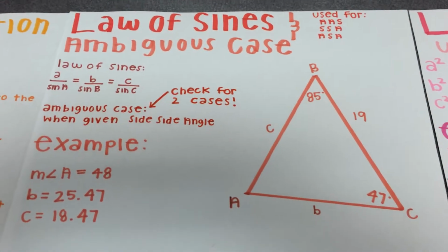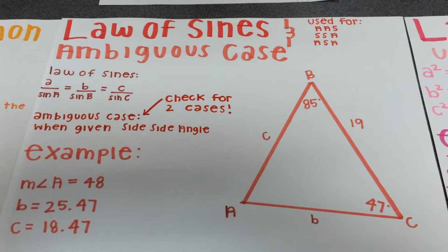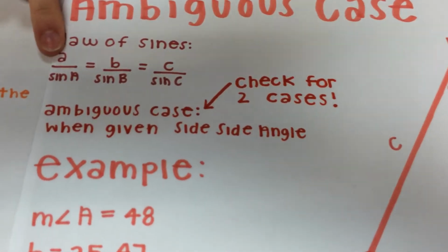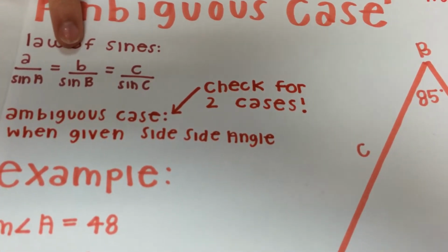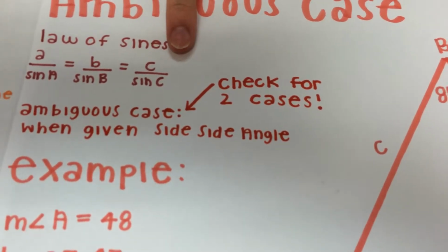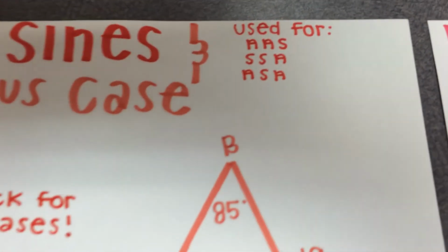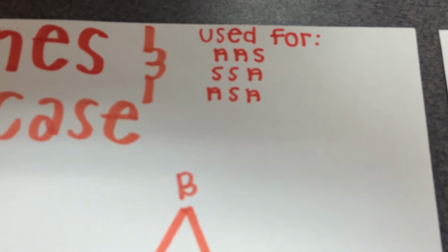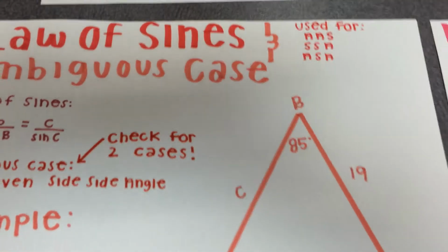When dealing with a non-right triangle, law of sines can be used to find missing values. Law of sines is side A divided by sine of angle A equals side B divided by sine of angle B equals side C divided by sine of angle C. It can be used for a triangle with angle-side-side, side-side-angle, and angle-side-angle given. Just plug in the values and solve.